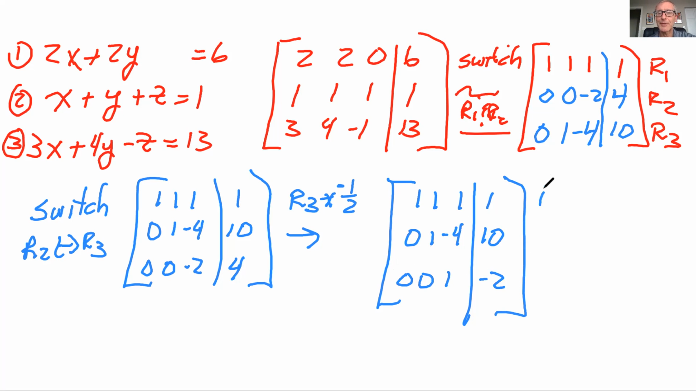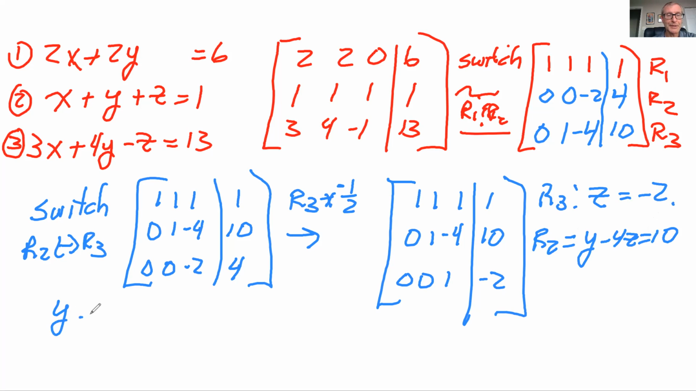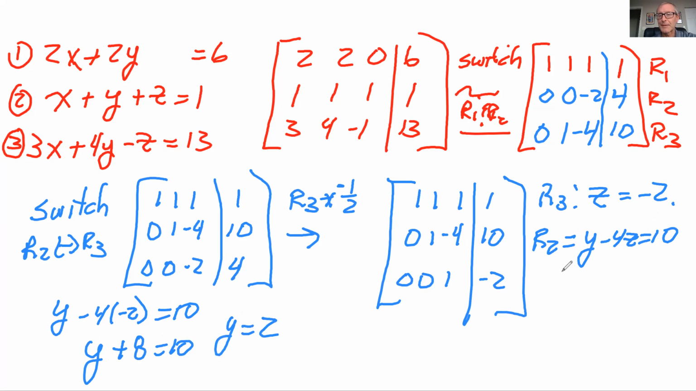So what does R3 indicate? Well, that would be the 0 column, or the Z column, excuse me. So Z would equal -2. Cool. What does our row 2 equal? Well, that would be Y - 4Z equals 10. So to solve for that, you plug in -2 for Z, and you get Y - 4 times -2 equals 10. Y plus 8 equals 10. And so Y equals 2. So in this case, Y would equal 2.